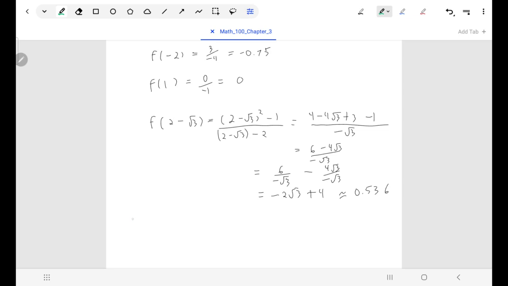So now looking at my y values that I found, negative 0.75, 0, positive 0.536, I can definitely say that we have a maximum, the maximum value, and that happens to be the 4 minus 2 root 3, and that happened at the x value of 2 minus root 3. That's our largest y value, that 0.536-ish. And then our smallest y value happens to be the negative 0.75. So the minimum value is negative 3/4, and that happens to be at x equal to negative 2.